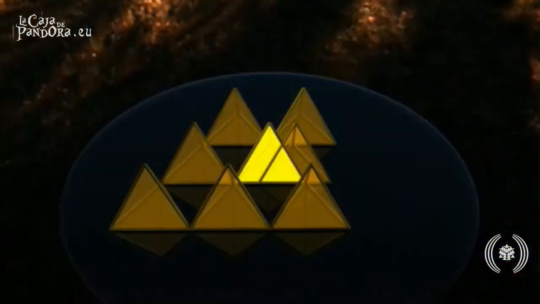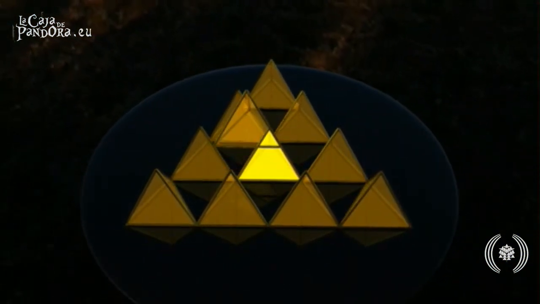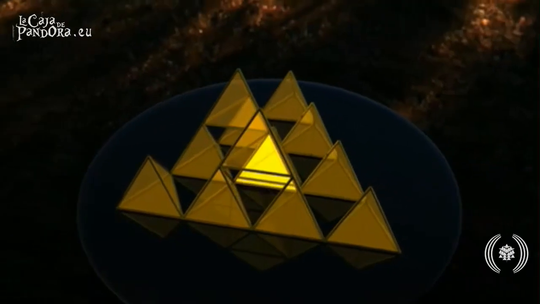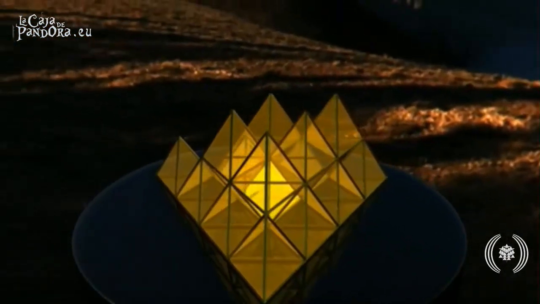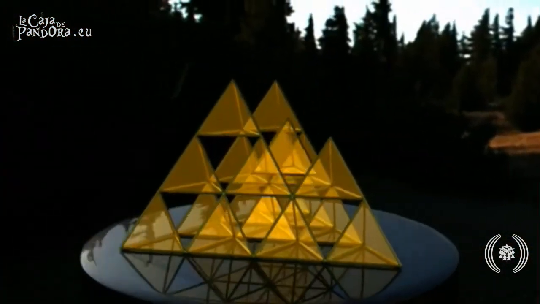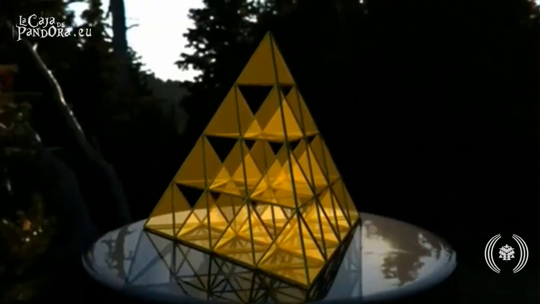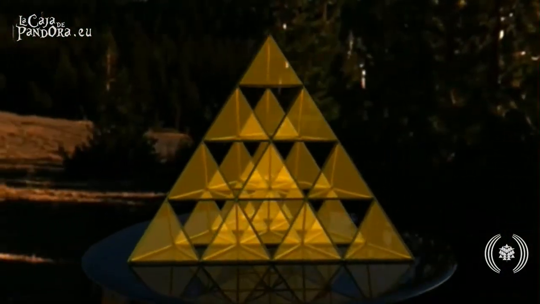So here I'm showing you the Isotropic Vector Matrix. It's 10 tetrahedron on the bottom layer. There's 6 tetrahedron on the second layer. And then there's 3 on the third layer and 1 on top. You get a large tetrahedron out of it.